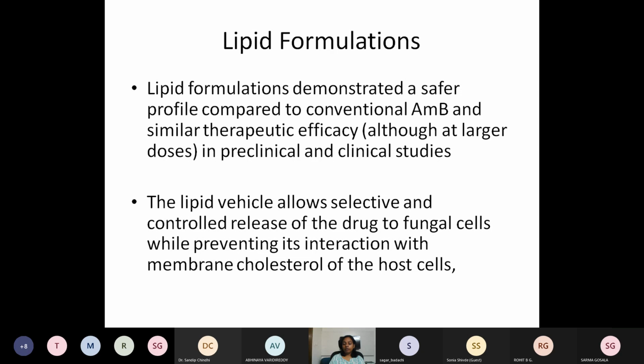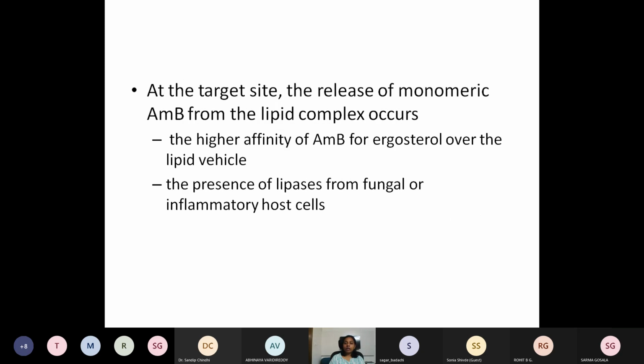Now what this lipid vehicle does is that it allows a very controlled release of the drug to the fungal cells and prevents its interaction with the membrane cholesterol of the host cells, and that is why the cholesterol binding is reduced and the side effects come down. And it is released at the target site. That is because amphotericin B has a higher affinity for ergosterol. So it dissociates from the lipid carrier and binds to the ergosterol of the fungus specifically. And also there are lipases around this area from the fungal cells themselves, which help to break down these lipid carriers and release the amphotericin B.